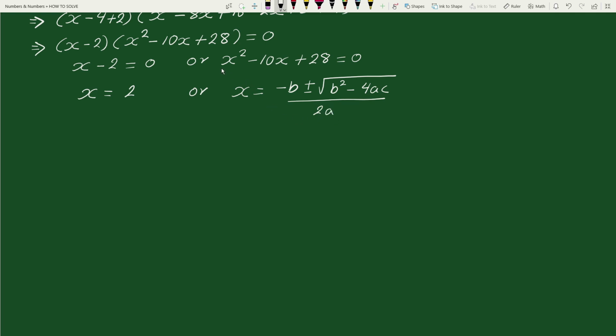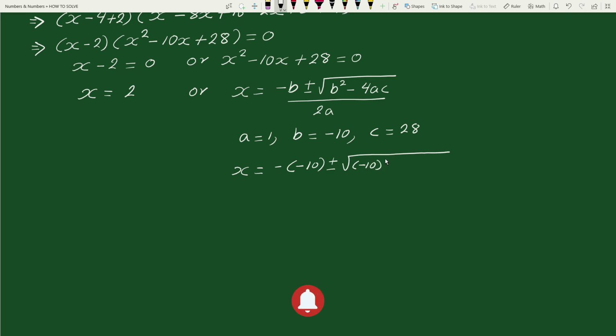Here the coefficient of x² is 1, so a = 1. Coefficient of x is −10, so b = −10. Here the constant term is 28, so c = 28. Substituting a, b and c in the quadratic formula, we get x = (10 ± √((−10)² − 4 × 1 × 28)) / (2 × 1).